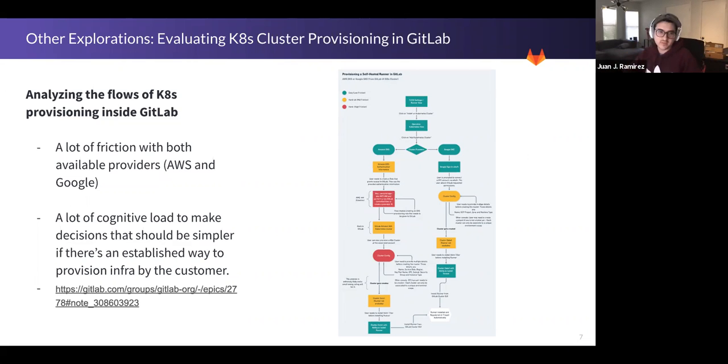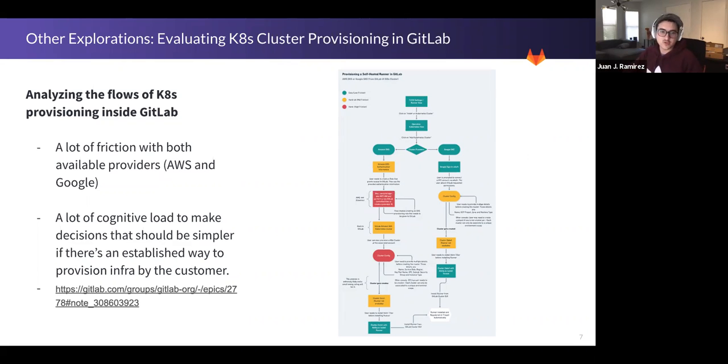So we explore many things, and we have been exploring many things. One of the explorations that I did was trying to find the friction that we have right now, especially when they are provided inside GitLab, in what's supposedly the smooth way of providing them, which is creating a cluster from GitLab and then installing them through that cluster.